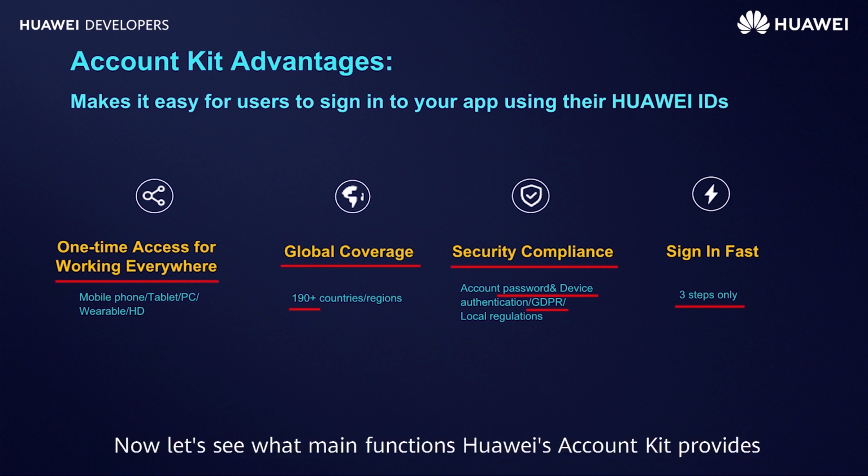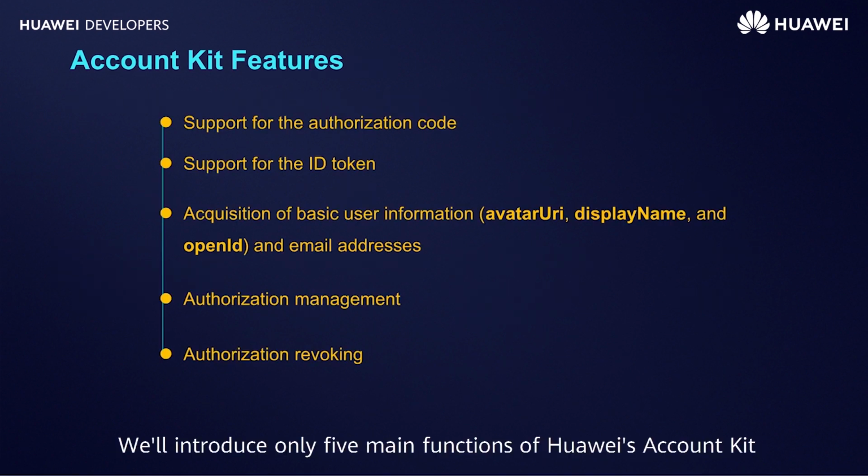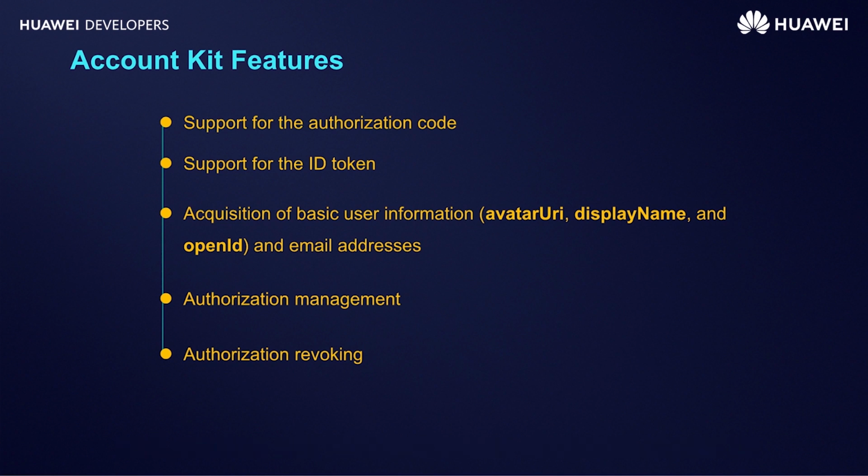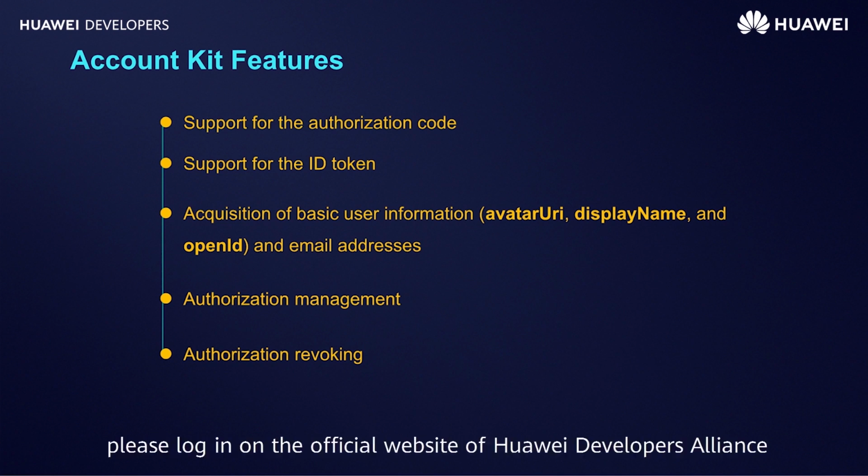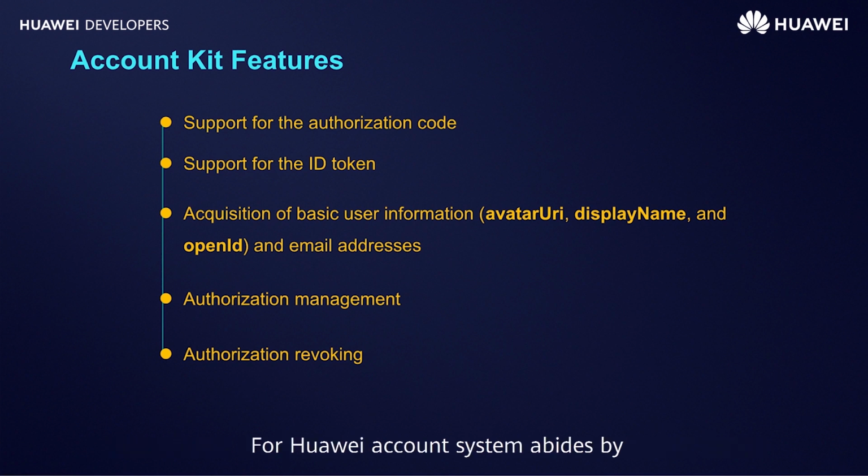Now let's see what main functions Huawei's Account Kit provides. We will introduce only 5 main functions of Huawei's Account Kit. For more functions, please log in on the official website of Huawei Developers Alliance. For Huawei Account System abides by the OAuth 2.0 protocol and OpenID Connect standard protocol. Therefore, the first 2 are about the authorized login modes supported by it, and they are the main functions.